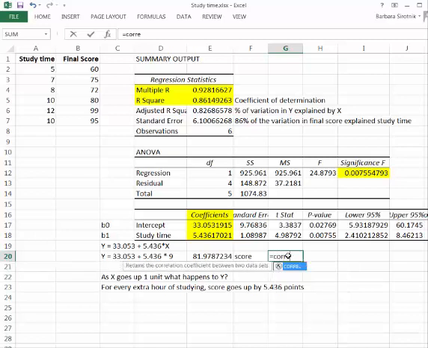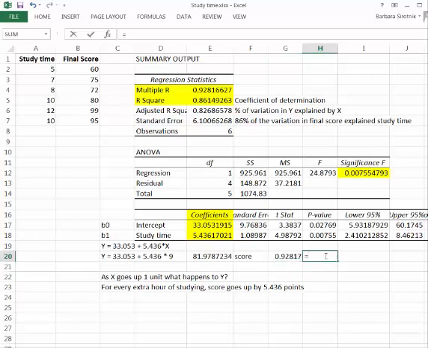The first would be the equal correl function, which I believe you're already familiar with. That's the correlation. I'll go ahead and highlight all of my study times. That's my array 1, comma, all of my final exam scores. That's array 2. And that's my correlation of 0.928. So that's good. And if I want the coefficient of determination, all I have to do is square that.